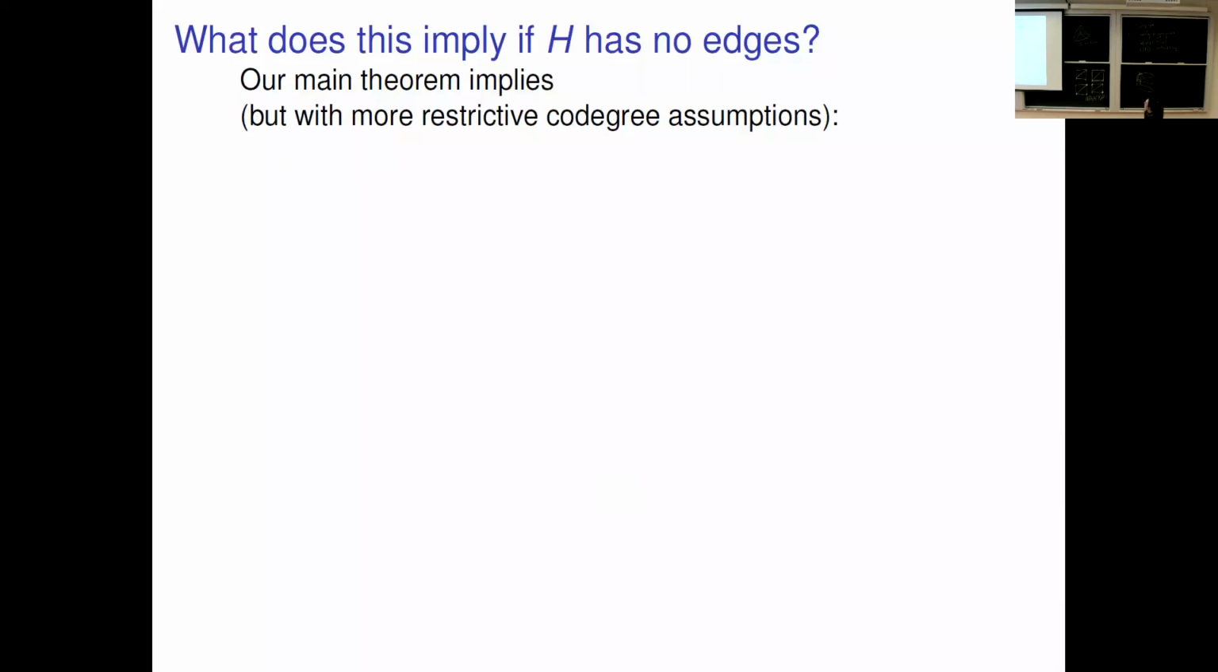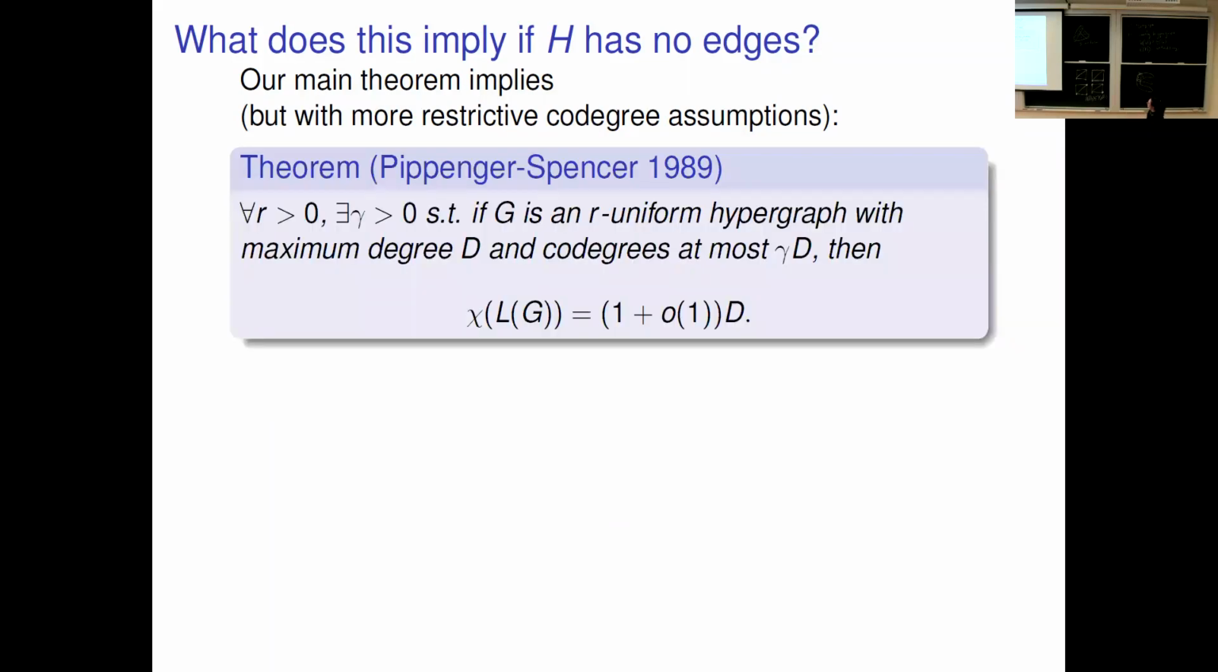Well, we have a bit worse codegree assumptions, but morally, this is saying something similar to the following theorem from the 1980s. If G is an R-uniform hypergraph with bounded max degree and bounded codegrees, then the chromatic number of the line graph is equal to 1 plus little o(1) times the max degree. Stated in other language, you're looking for large matchings in certain other hypergraphs.